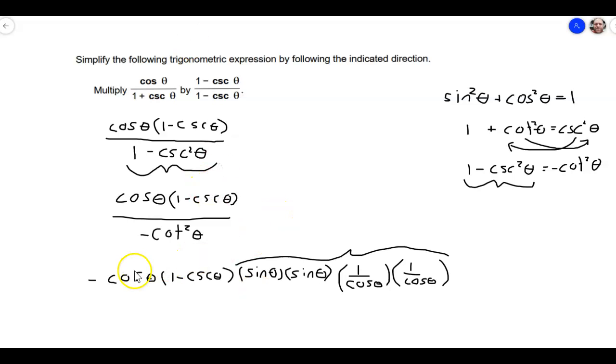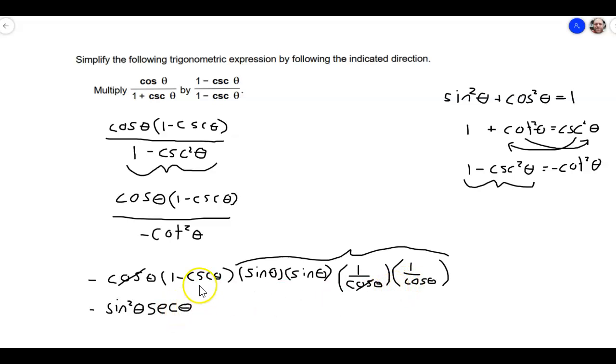All right, so this cosine of theta here can cancel out with one of these cosine of thetas on the bottom over there, so that's why I did it. And nothing else is going to cancel out. So what I'm going to be left with here is a negative. I have a sine squared of theta, so I'll condense that, there's two of them, so I have sine squared of theta. I have 1 over cosine of theta on the bottom over here, so that's going to become, using the reciprocal identity, a secant of theta, right? 1 over cosine of theta is a secant of theta.